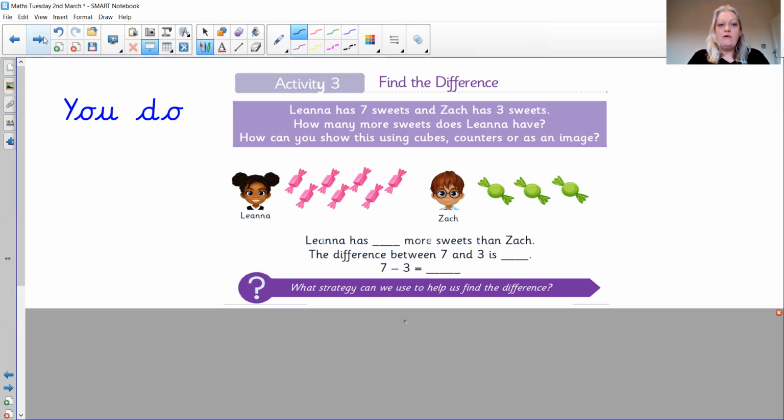I would like you to go off. You can show this in cubes, counters, or as an image, or as a number sentence. I would like you to show me how you would work this out. What strategy are you going to use to help you work out how many more sweets Leanna has? Pause while you have a go.